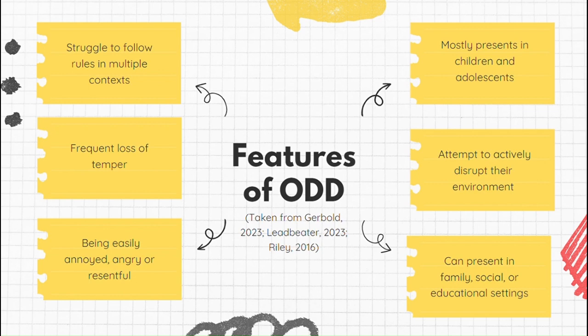While we often see these conditions in children and adolescents, there are some cases in which we see ODD in adults as well. And we can see ODD in family, social, or educational settings. In fact, the more settings we see ODD, the more severe the ODD is.